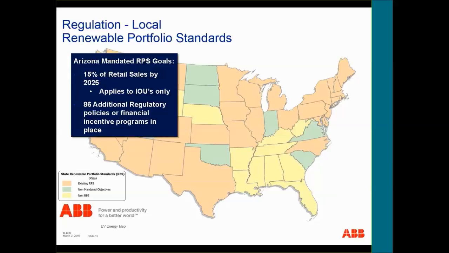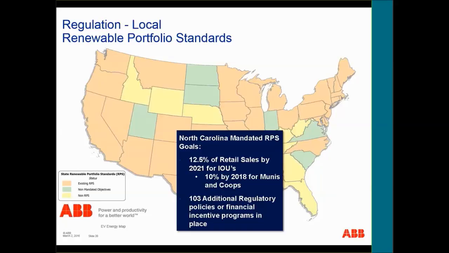Here's a look at the Arizona mandated RPS goals. They have a goal of 15% of retail sales by 2025. It applies to IOUs, investor-owned utilities only. They have an additional 86 regulatory policies or financial incentives in place in Arizona. If you compare that to North Carolina, you see that their goal is a little bit less in terms of a percentage, but there are a couple of big differences between these two that are leading towards more renewable development in North Carolina. Big one is the timeline.